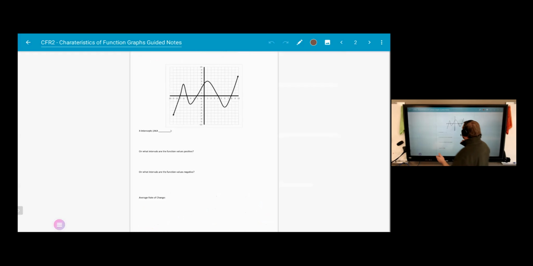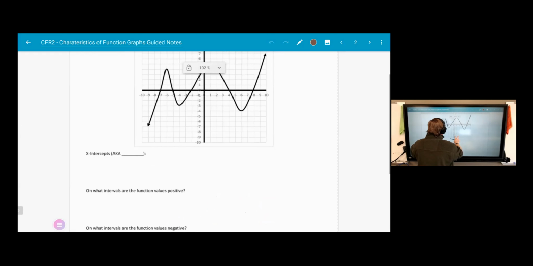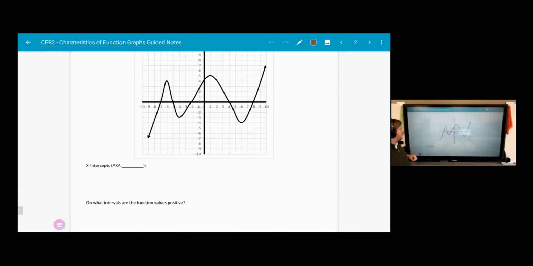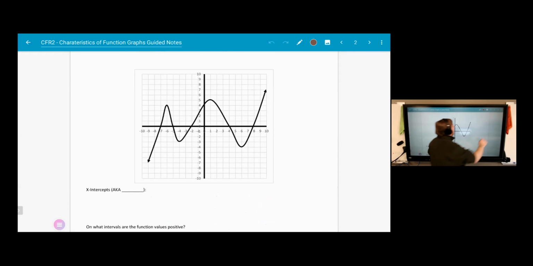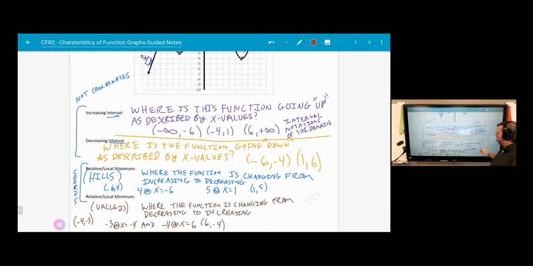We're going to use the exact same graph here. And I want to make this noticed. Actually, let me go back to the first page. Also, take a look at the relationships between the increasing and decreasing intervals and the hills and the valleys.